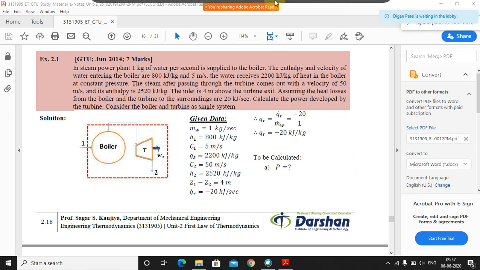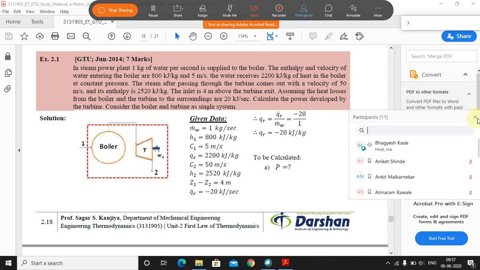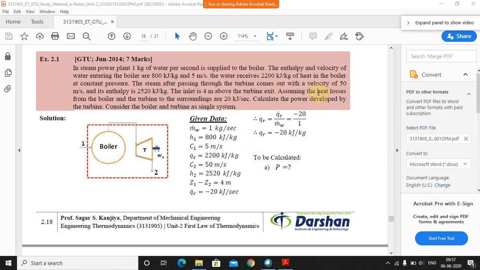Then assuming the heat losses from the boiler and the turbine to the surrounding are 20 kilojoule per second. So the heat is rejected over there. Normally if heat is transferred from the system to the surroundings, that will be considered as negative. So just write down QR, that is the heat rejected, is equal to minus 20, because we will consider the proper sign convention.